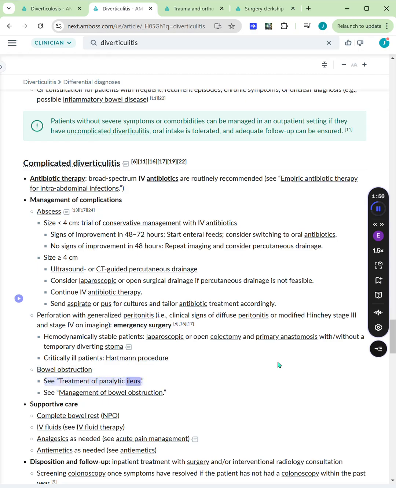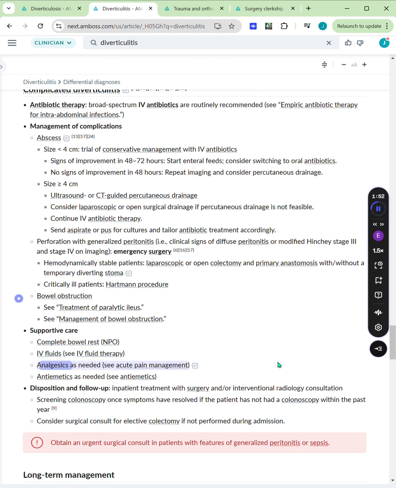Bowel obstruction. See treatment of paralytic ileus and management of bowel obstruction. Supportive care: complete bowel rest, NPO, IV fluids, see IV fluid therapy. Analgesics as needed, see acute pain management. Antiemetics as needed, see antiemetics.